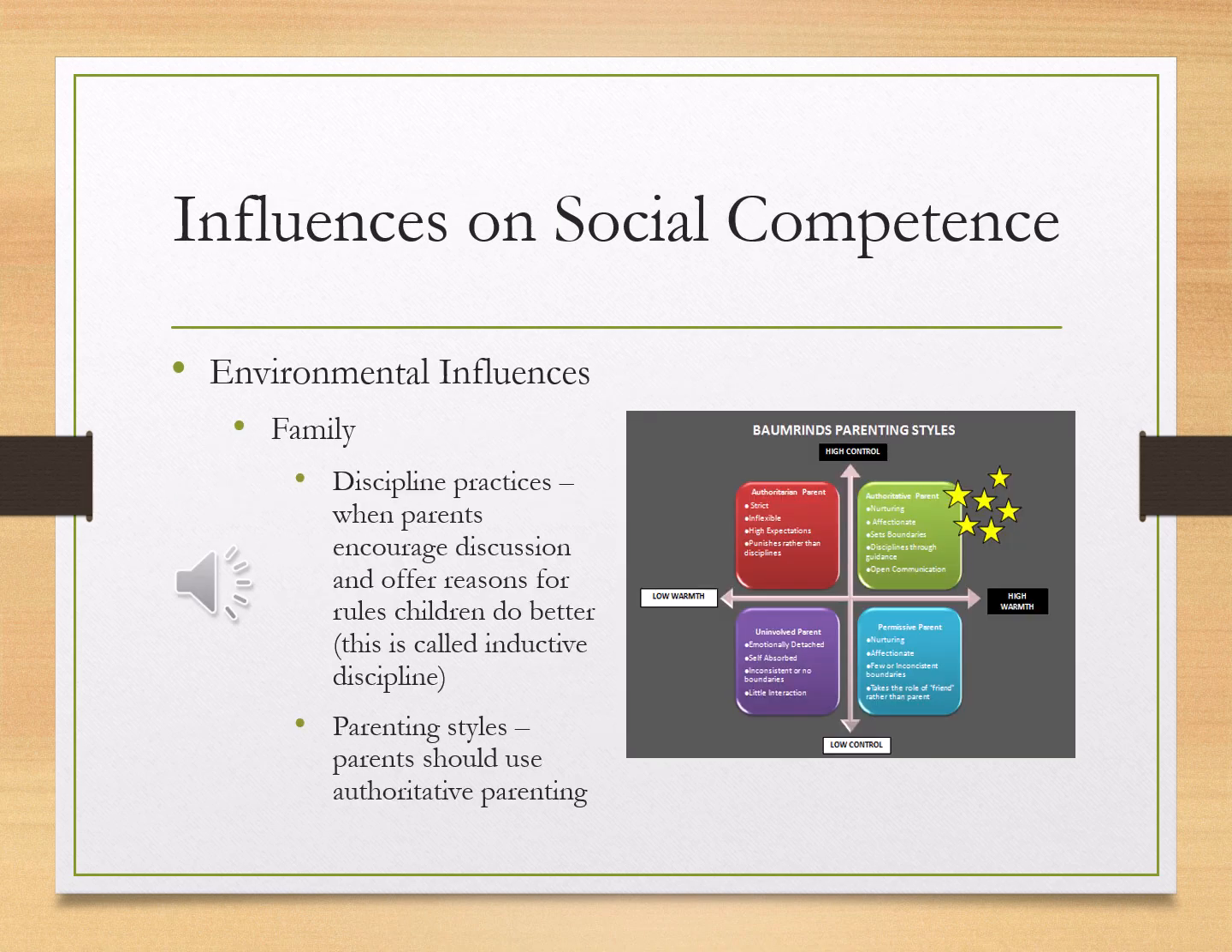There are various things that influence children's social competence, and one would be the environment. A big part of any child's environment is their family and the interactions that they have with their family members. There are a couple things that matter here. One is the discipline practices that family members use.